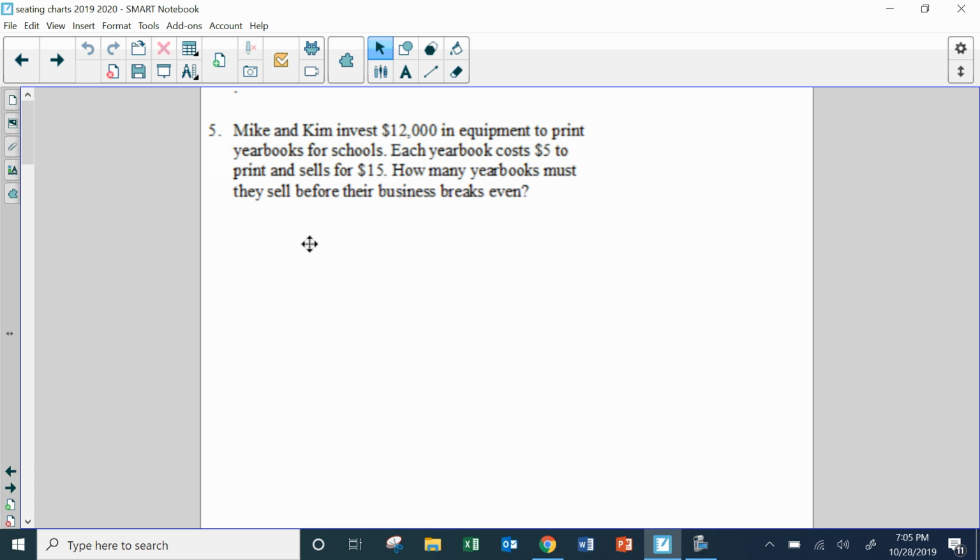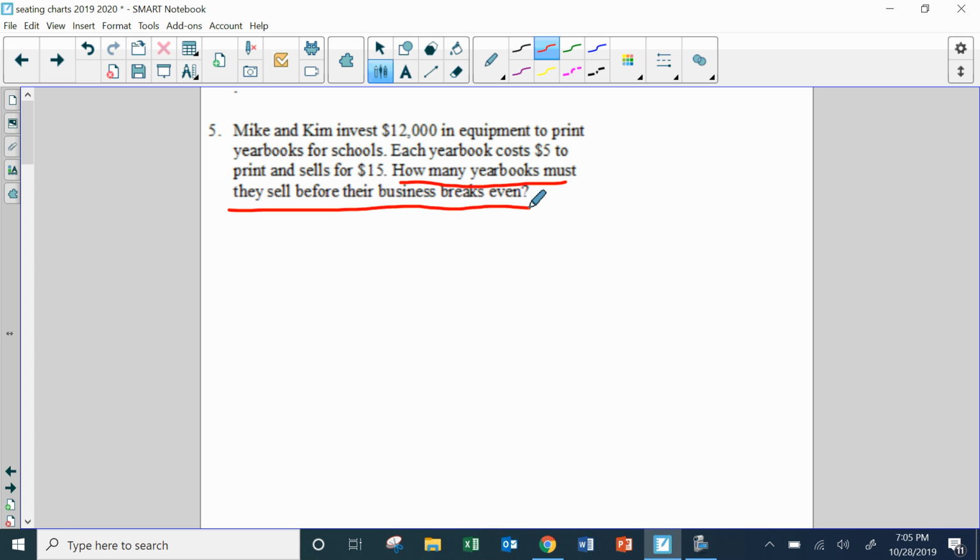My first thing to do is to create my variable. Variable always comes from the question. Sometimes they both come from the question, but certainly whatever the question is going to be one of the variables. So I see that how many yearbooks must they sell before their business breaks even? So I need to say, and I'm just going to call it X, is the number of yearbooks they need to sell to break even. I'll just write it out.